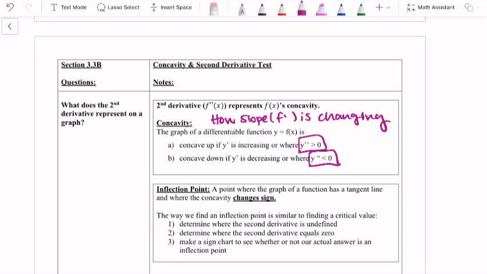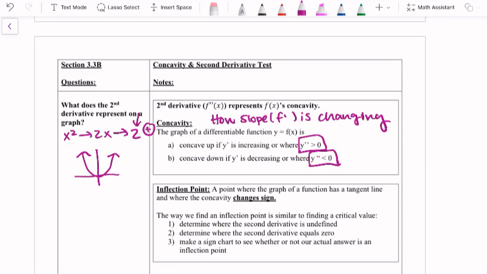To illustrate this, I'm going to show you two examples. Let's say that we have x squared, right? And we all know what the graph of x squared looks like. We know that if we take the derivative, we get 2x. And if we take the derivative of the first derivative, we just get 2, which is a positive number. So in this case, I know that we're concave up because our second derivative is positive.